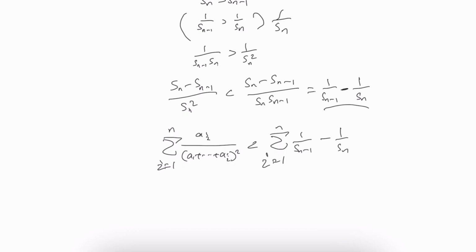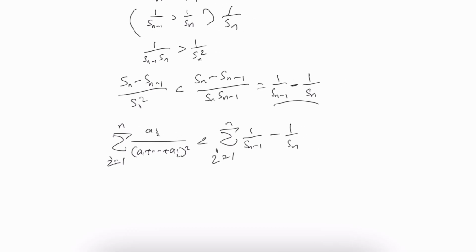And I guess when i is equal to 1, s sub n minus 1 isn't really defined, right? As when i is 1, we'd have s sub 0, which isn't really defined. So we actually ignore the first term. Let's ignore when i is equal to 1. When i is equal to 1, we have a sub 1 over a sub 1 squared, which is 1 over a sub 1. So this is less than 1 over a sub 1. Now we just start from i equal to 2 instead to make our terms defined.